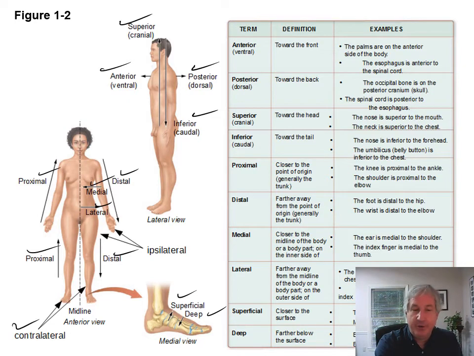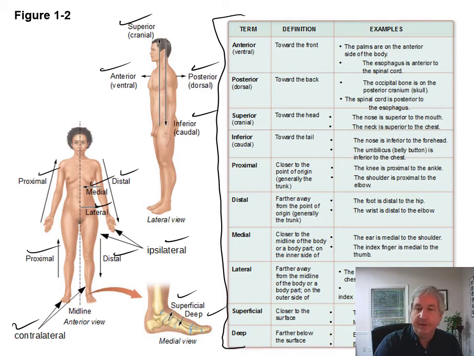Then we have contralateral. So the right foot is contralateral to the left ankle. Ipsilateral, meaning on the same side, so the left hand is ipsilateral to the left thigh. And let's see if there's anything else. Okay, I think that's it. And this table here is out of your book, so it has all the definitions in it if you want to look at those. It gives you some examples as well.